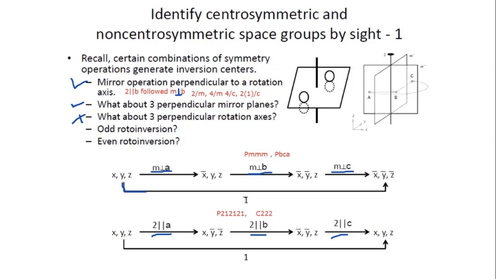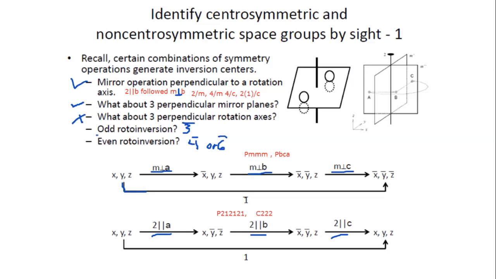Now, if we look at an odd roto inversion, an odd roto inversion is like a threefold roto inversion, and an even roto inversion is a fourfold or sixfold. So these are the only types of roto inversions we can have. You can have a threefold, which is odd, and you can have a fourfold or sixfold, which is even. Now, I don't know if you remember this, but we did touch on this when we were talking about symmetry elements. We discussed roto inversions.